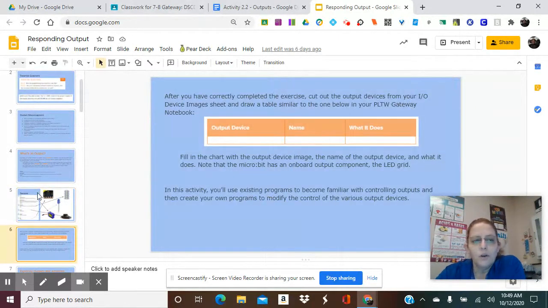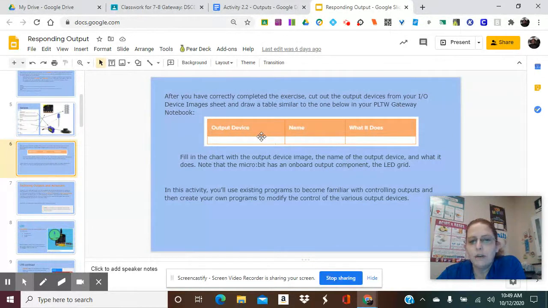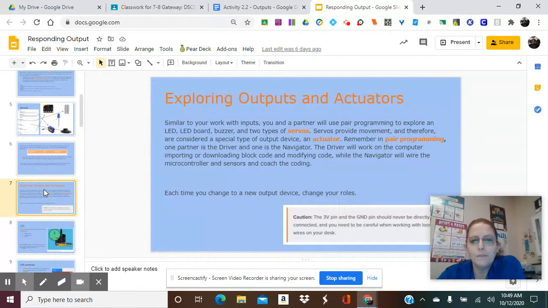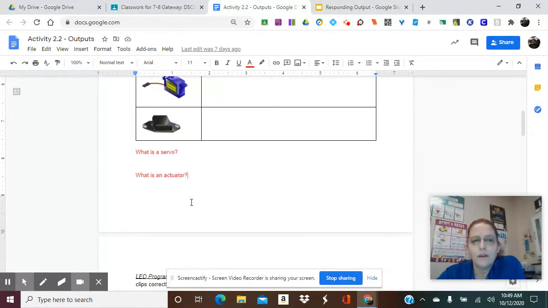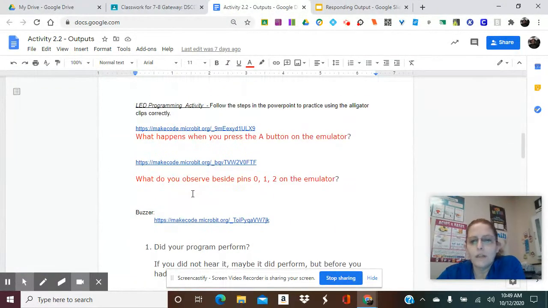All right, so in the worksheet, you're just telling me what is the name of it and what does it do. Easy peasy. All right, so more definitions, servos and actuators. What is what? Okay, so that is there. First activity, the LED programming activity: follow the steps on the PowerPoint to practice using alligator clips correctly.